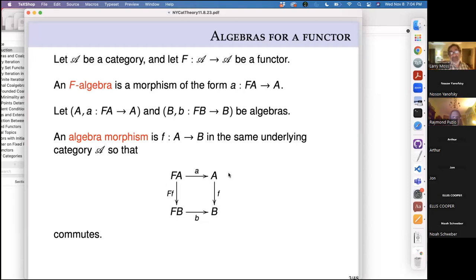So the top is an algebra, the bottom is an algebra, and what's called an algebra morphism or an algebra homomorphism is just a morphism in the base category, such that the diagram commutes. And where you need category theory is in order to apply the functor to this morphism f, in order to even talk about the commutativity of the square.